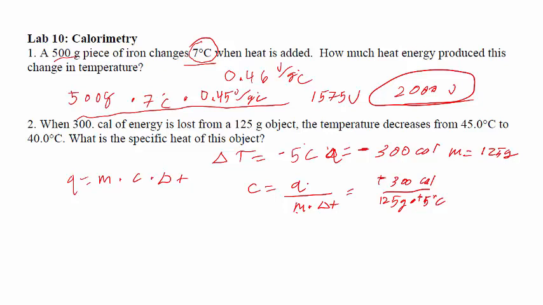And I got 0.48 calorie. So we have here 0.48 calorie per gram degree Celsius. If you wanted to do that in joules, you'd simply do 4.184 joule per calorie, and see what we got.